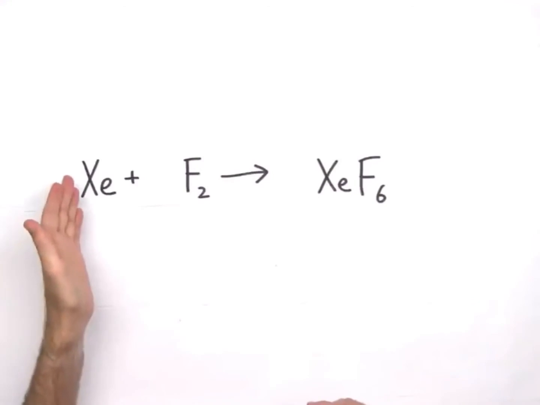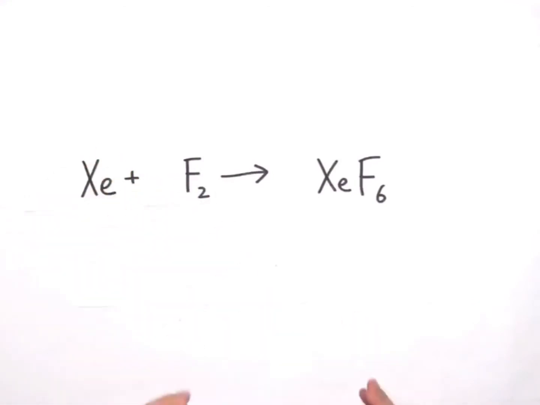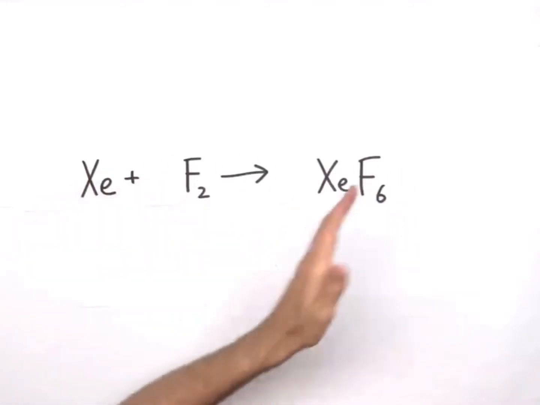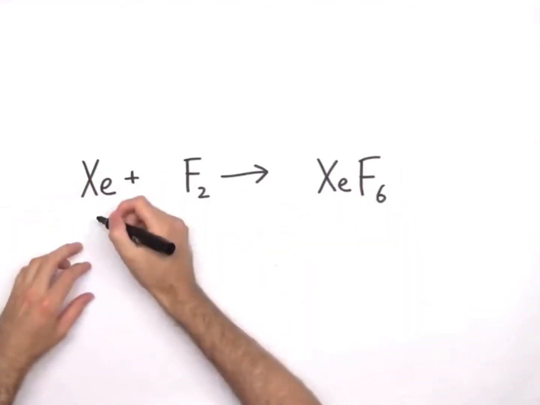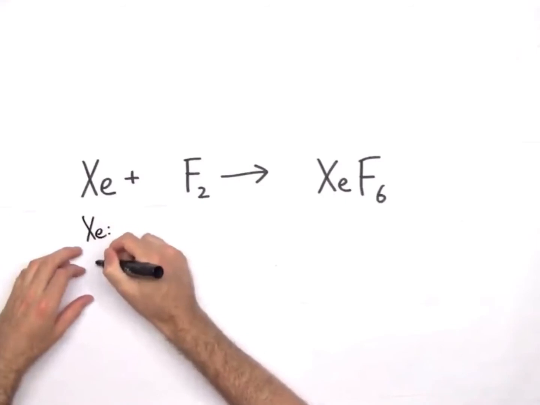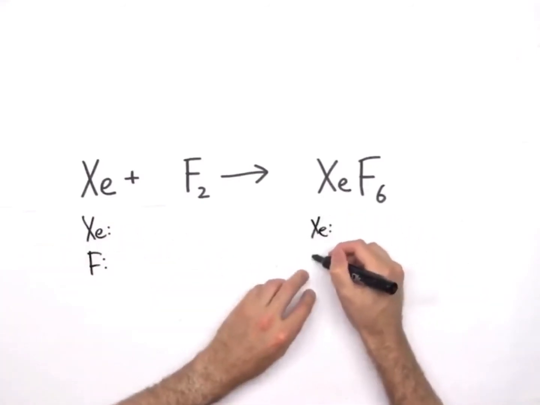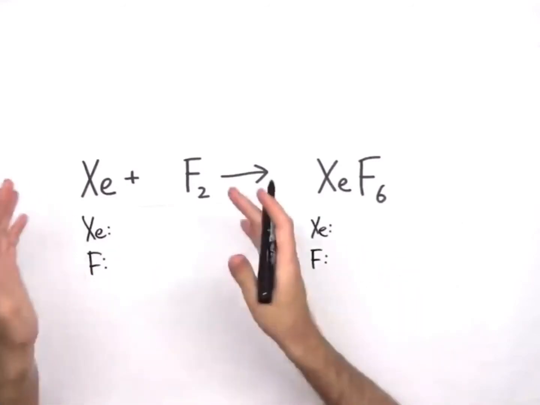We got xenon and fluorine. We want to keep track of how many atoms of these elements we have on both sides of the equation, so we're going to make a little chart, okay? I got xenon and fluorine on this side, and then xenon and fluorine on this side.